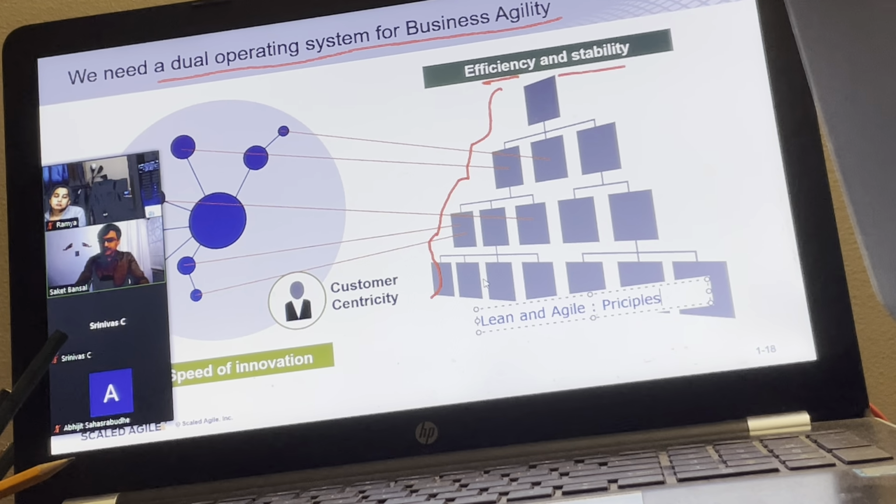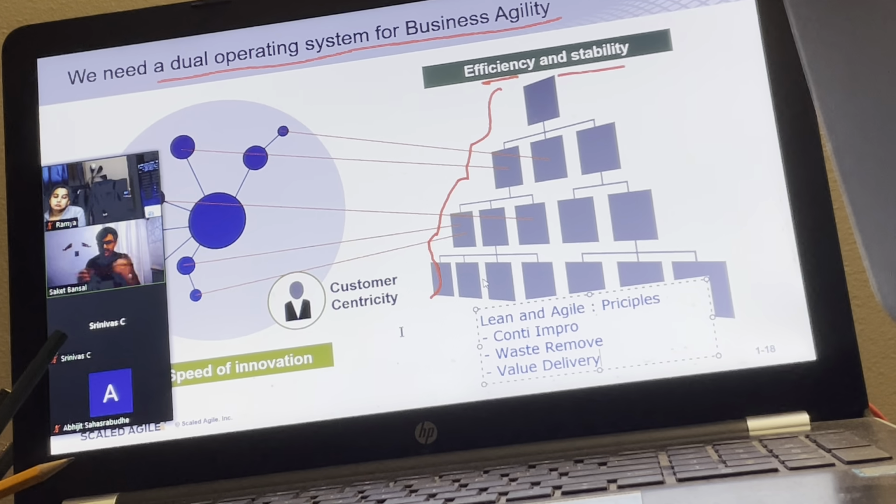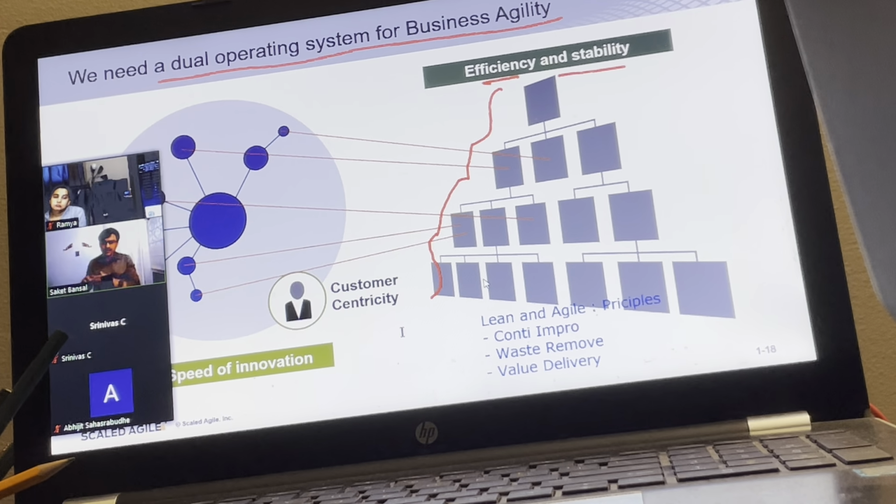We do not have a meeting or a role prescription for these guys, but we tell them that you should be focusing on continuous improvement, you should be focusing on waste removal, you should be focusing on value delivery as an idea. But how you do it, how exactly it gets interpreted in your way, the organization can figure it out. They should have an approach of agility. That's what they are saying for the hierarchical part.